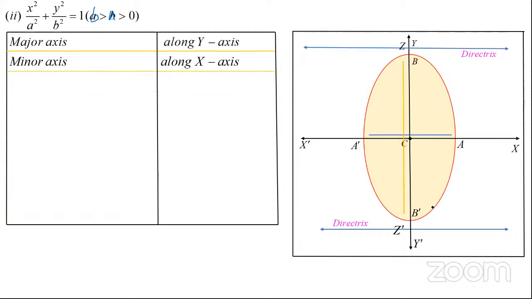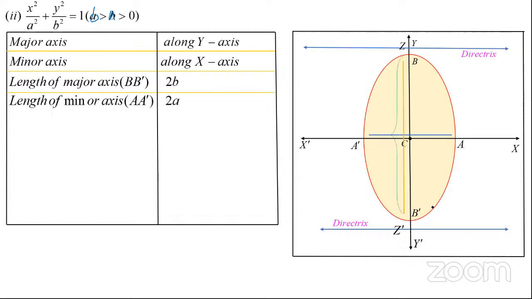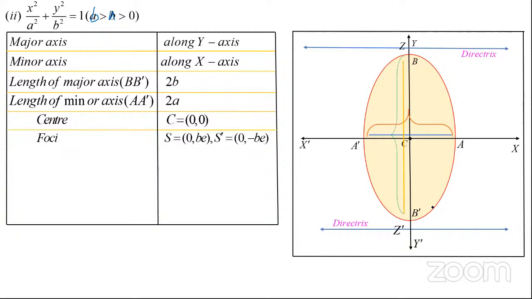The length of the major axis is nothing but 2b. Here 2b. Why? Because B is (0, b) and B' is (0, -b). So then the length of the minor axis is 2a. So then next, the center is (0, 0), and the foci are S = (0, be) and S' = (0, -be). So this is S, the focus which lies on the positive side, and this is the negative one.